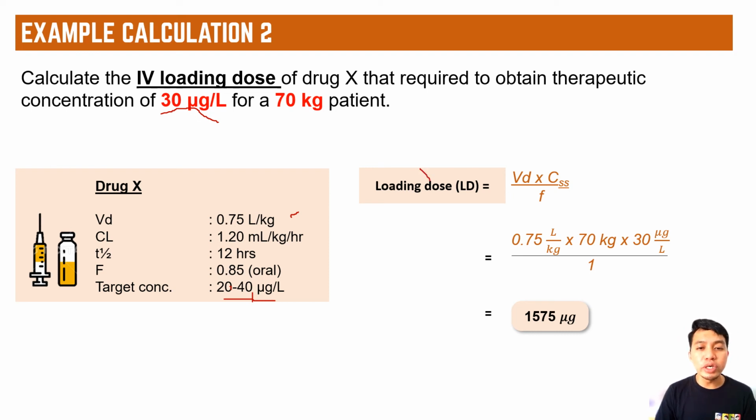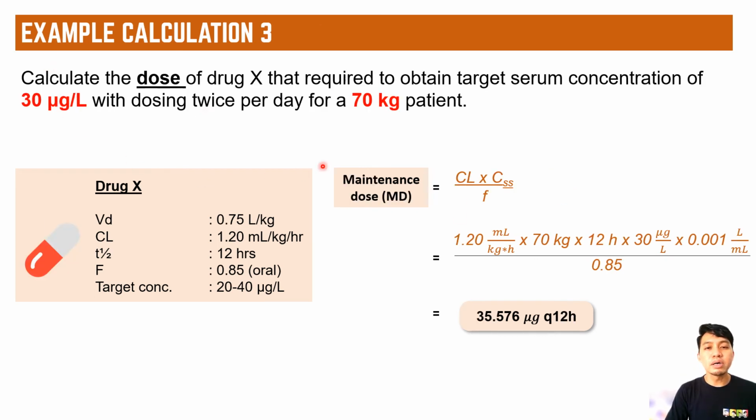So using the loading dose equation, which is the volume of distribution times the steady state concentration divided by the bioavailability. So the volume of distribution is 0.75 liter per kilogram. Don't forget to multiply by 70 kilogram to cancel out the kilogram value in the data, and multiply by 30 microgram per liter. Since these are both liter, you don't need to convert to milliliter. So you can manage to get 1575 microgram or 1.575 milligram.